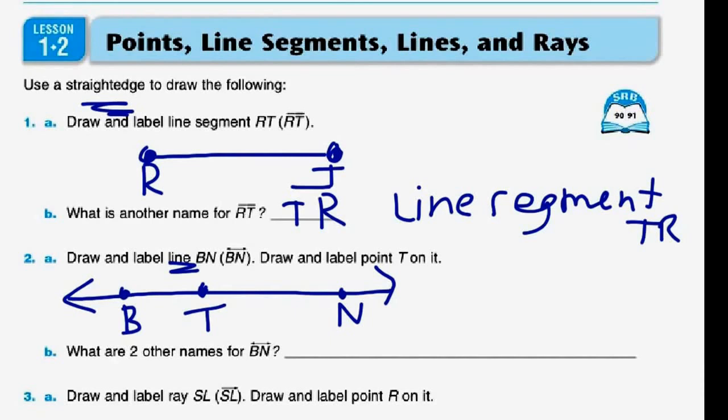Okay, so this could be called line BN. They ask what are two other names for BN, so why don't you go ahead and see if you can come up with two other names for BN. Go ahead and pause this recording and then pick back up when you think you've got your two names.